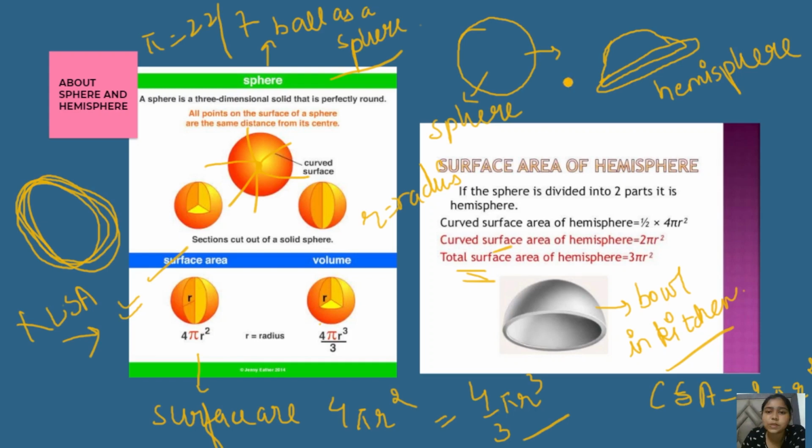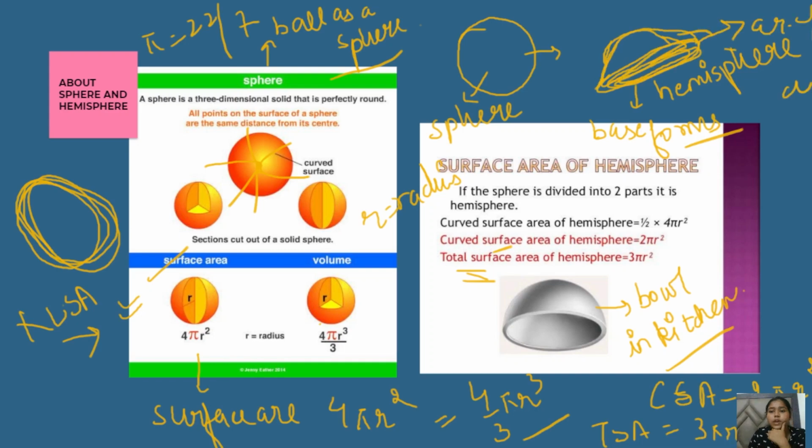Because in the case of a hemisphere, when we cut the sphere into equal parts, this particular base forms, right? That is why there is a curved surface area and a total surface area. Curved surface area will be 2 pi r square and total surface area will be 3 pi r square. Why is it so? Because 2 pi r square is this particular curved portion and this base portion is circular, so it will be equal to the area of the circle, and the area of a circle is pi r square, so we just add and we get 3 pi r square.